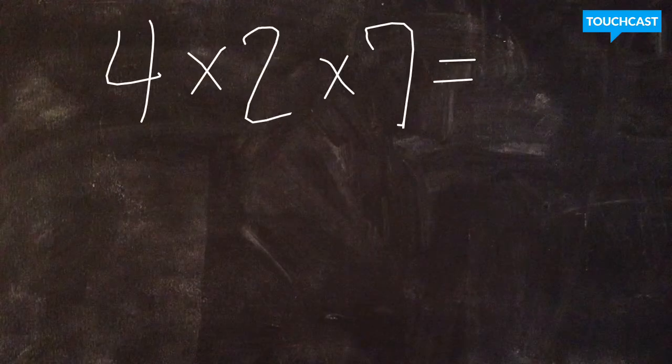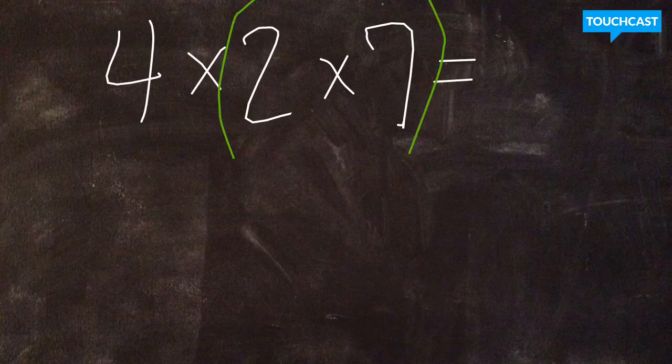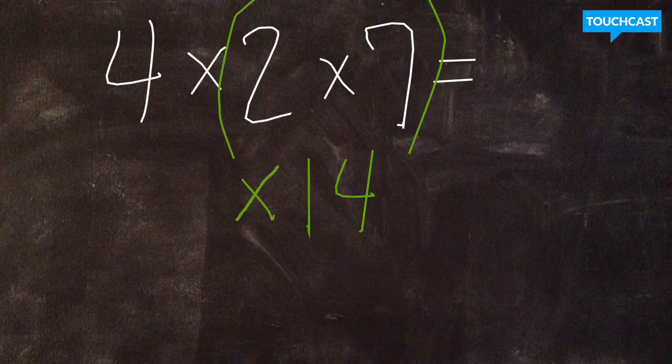For this last example, I am going to use the same factors of 4, 2, and 7, but this time I'm going to group my numbers together differently. This time I'm going to take my 2 and multiply that to 7 as my factor. And 7 times 2 is 14. And then I'm going to use my 14 as a factor and multiply that by 4.